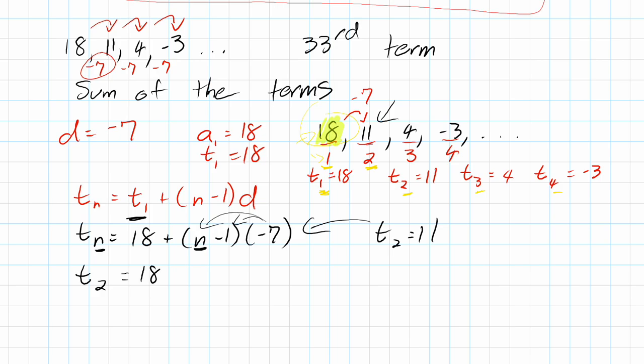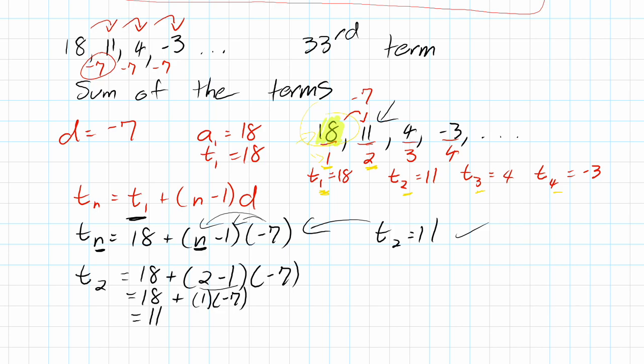So we have 18 plus 2 minus 1 times -7. Well, I can just deal with my brackets here, and I get 18 plus 1 times -7. 1 times -7 is just -7. So really I have 18 minus 7, which is 11. Did that check out? Yeah. That checks out. So we've now built a formula that will help us calculate any of the values in here.